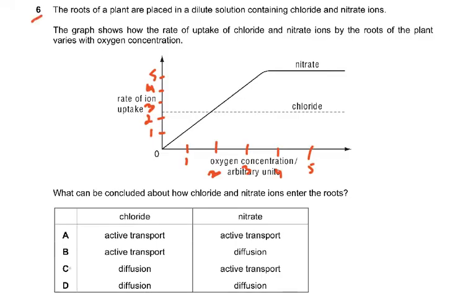Now coming to question number 6, the roots of a plant are placed in a dilute solution containing chloride and nitrate ions.